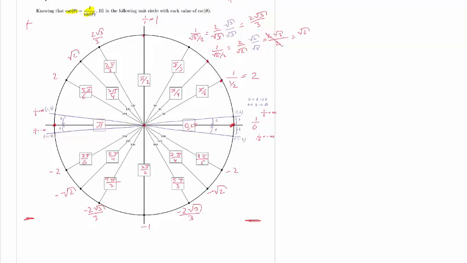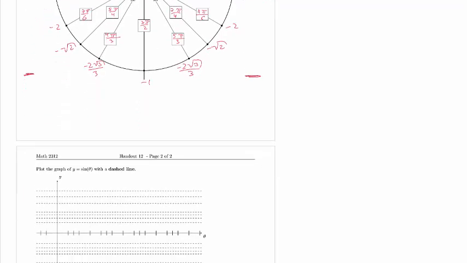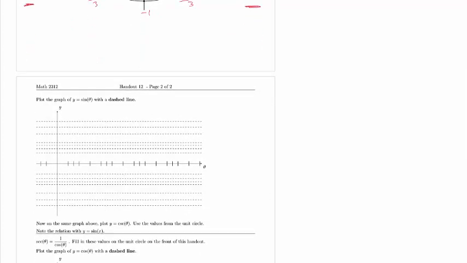Let's go down to the back side of the handout. And we're going to go ahead and plot the graph of cosecant theta. Before we graph it, we're going to plot sine theta with a dashed line. All right, and so we're going to do the sine theta in this color here just to differentiate. There we are.